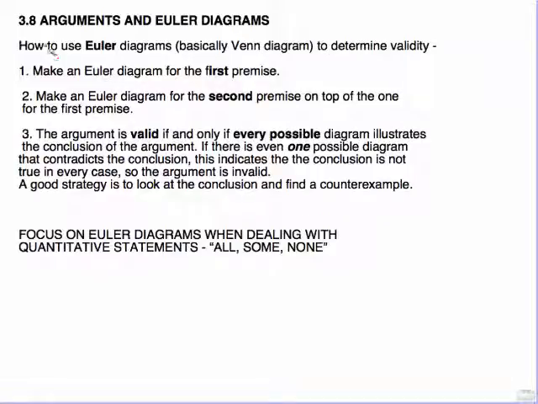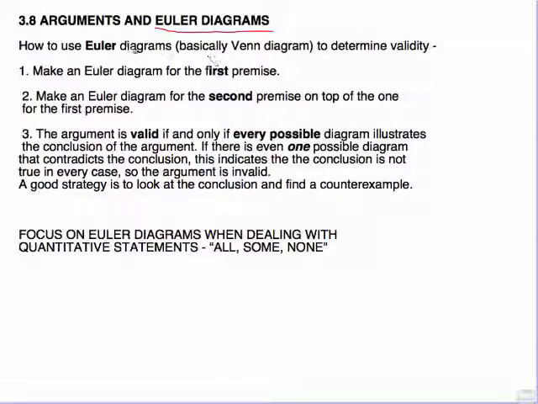This video is on section 3.8, arguments and Euler diagrams. In section 3.7, we did arguments and truth tables. This will be using Euler diagrams to see if our arguments are valid. The time you use Euler diagrams is when you are dealing with quantitative statements like all, some, or none.